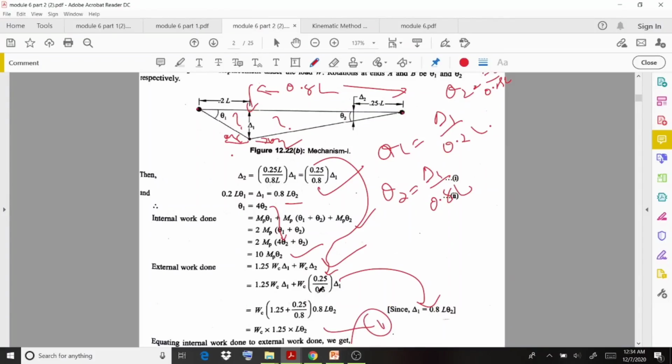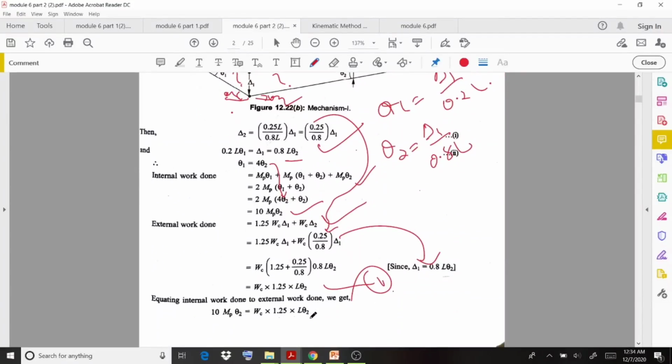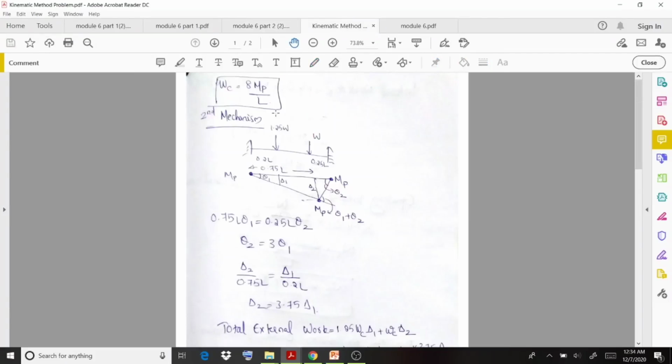So you can take both internal and external work done in terms of theta 2. That's why we are considering theta 2. Or you can take it in theta 1 also, there is no issue in that case either. If you equate those values, you will get the equation in this way. And finally you will get the WC value as 8 MP by L. So that's the final statement, when you are considering the hinges provided at the 1.25 W load.